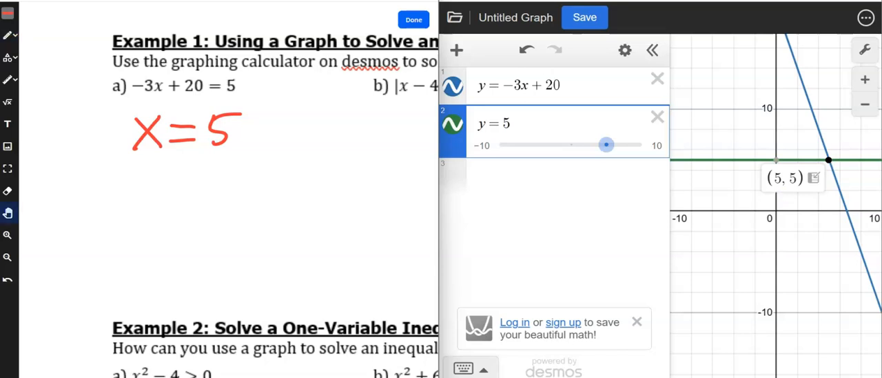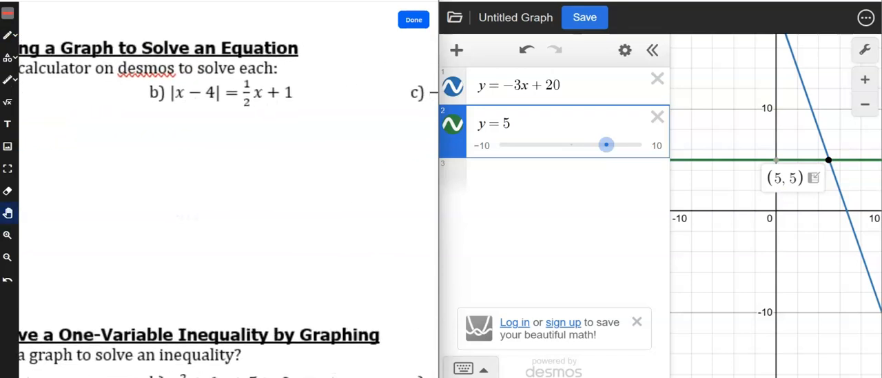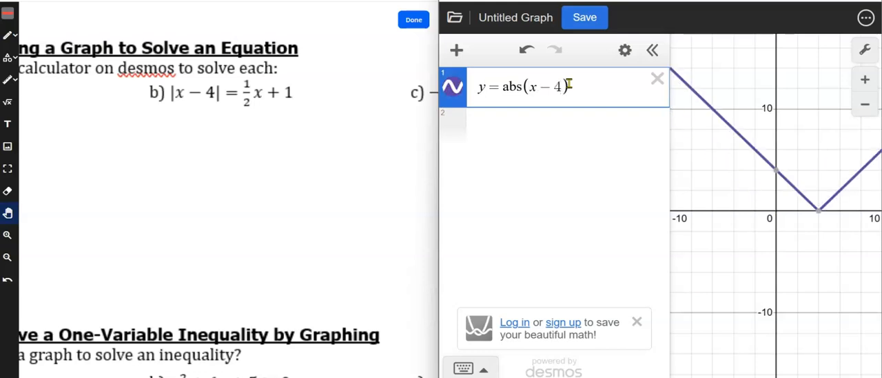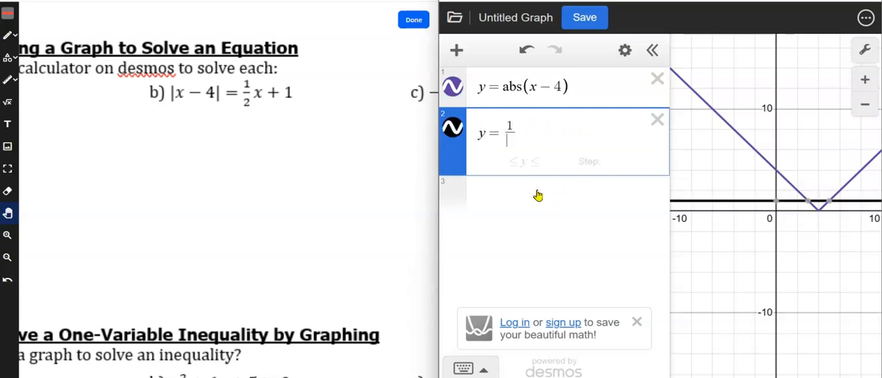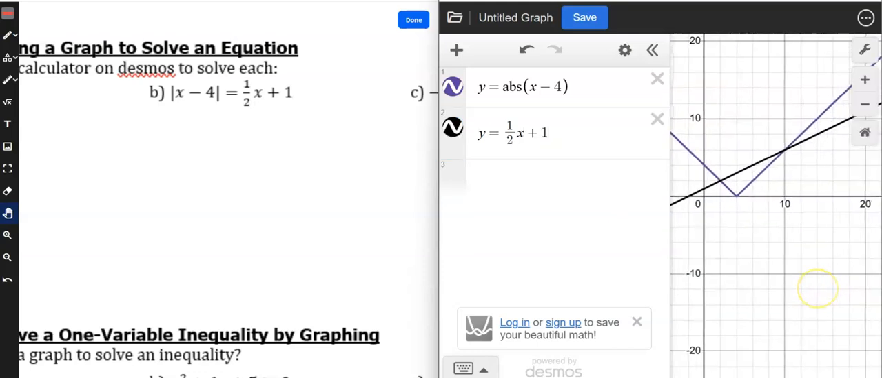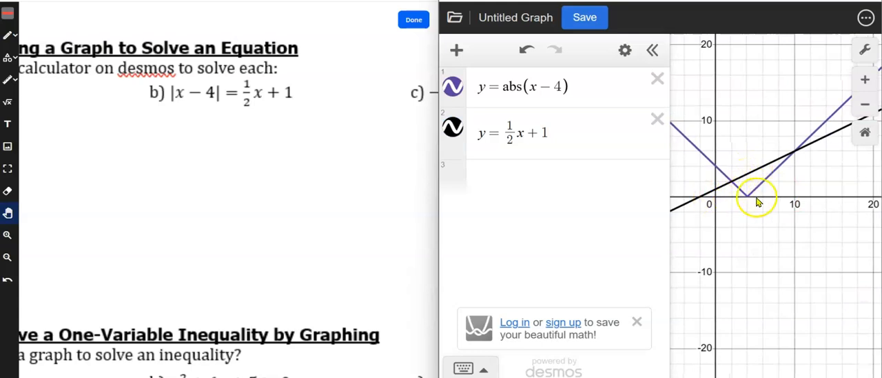Okay, so let's do a couple more of these things. Slide on over here, and we'll change this to, let's see here. If you type ABS, or y equals ABS parenthesis x minus 4, that stands for absolute value on Desmos. And then on the other one, y equals 1/2 x plus 1. Very straightforward. We can see that the absolute value function got shifted 4 to the right. We can see that the graph had a vertical shrink of 1/2, and it also got moved up 1 unit.